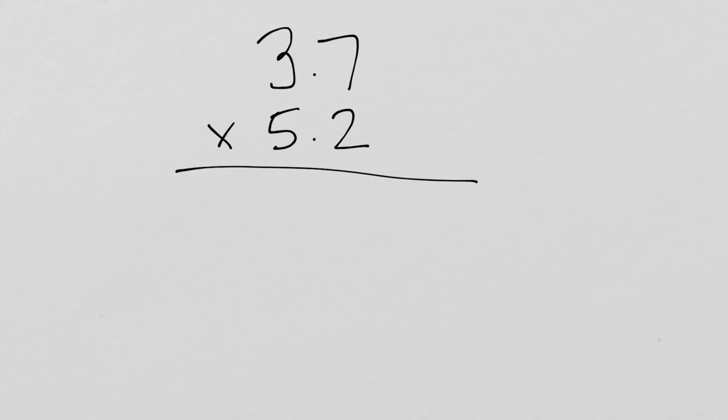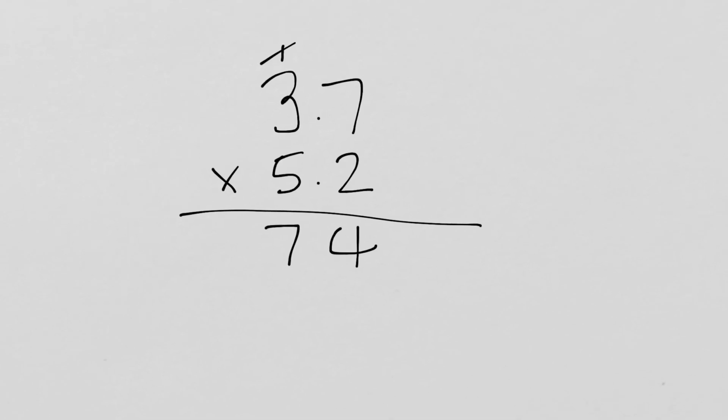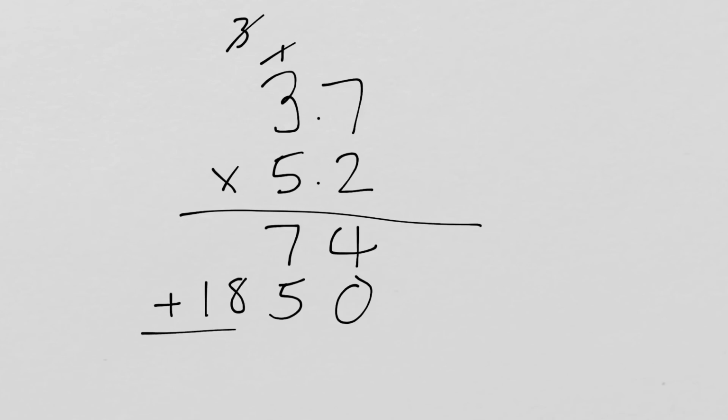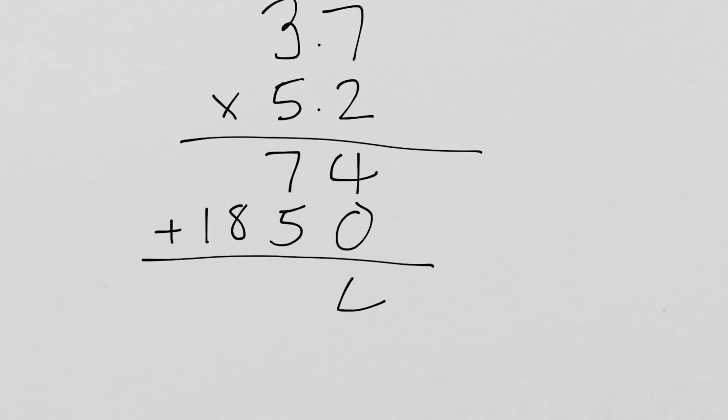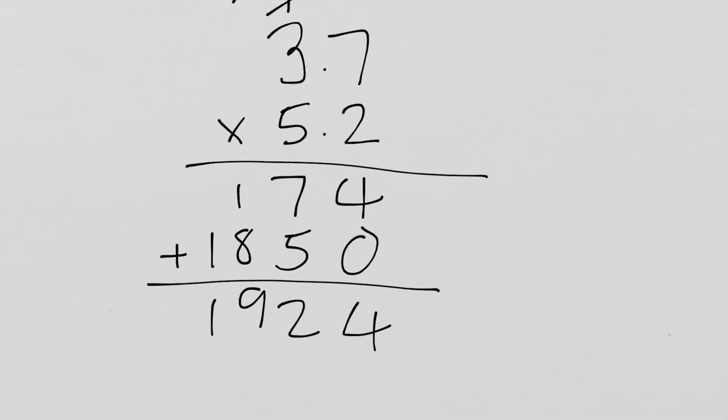But there we are. 37 times 52. 2 times 7, 14. 2 times 3 is 6, plus the 1, 7. Add a 0 here. 5 times 7 is 35. So 5 and the 3. And 5 times 3 is 15, plus the 3 is 18. Alright, let's figure out what that is. That'd be 4, 12, 9, 1. Okay, so again, where does the decimal point go in the answer? Because if it was 37 times 52, it would be 1,924. But it's not. It's 3.7 times 5.2.